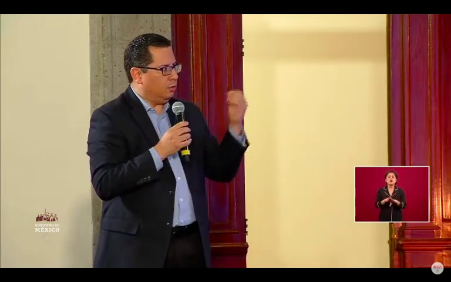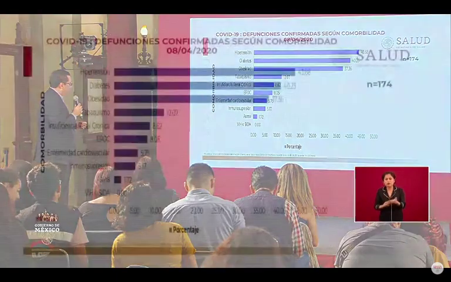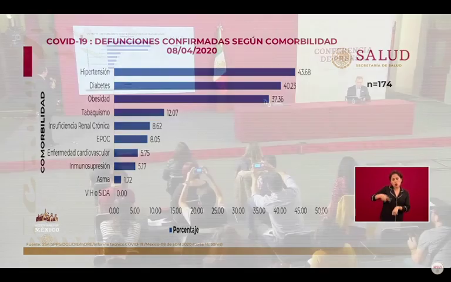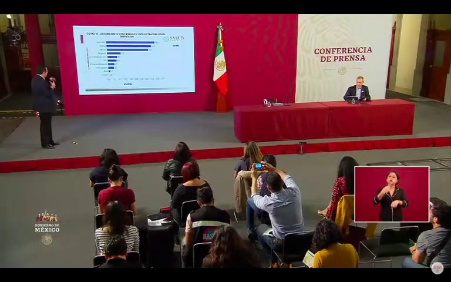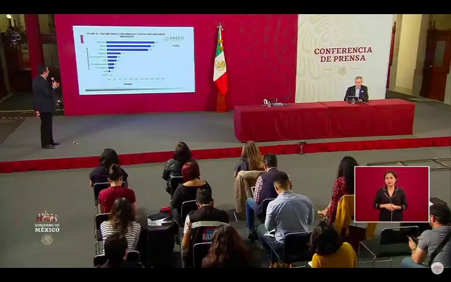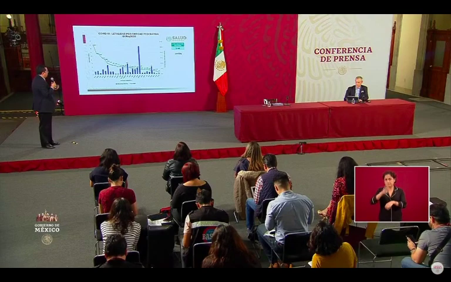Here we have the comorbidity stats, and the three leading causes of complications when being infected with this virus are still hypertension, diabetes, and obesity. But we also have other risk factors that are present, that are smoking, kidney failure, cardiovascular conditions, and similar diseases.